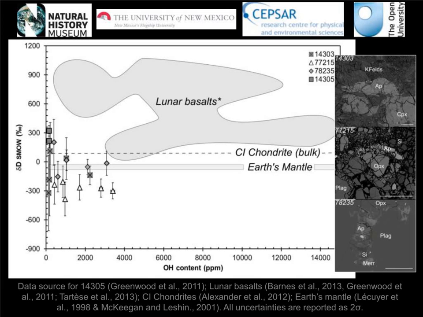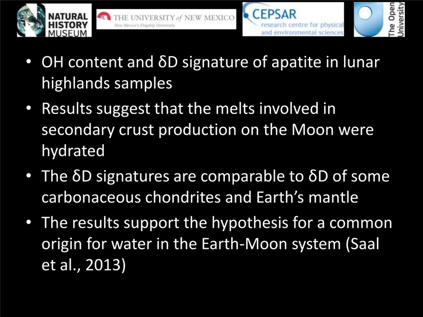The fact that the highlands apatites show such comparable hydrogen isotopic signatures to those of some carbonaceous chondrites and the Earth suggests that there may be a common link between water in the Earth-Moon system. Whether this water was accreted with moon-forming material, essentially derived from the proto-Earth, or whether water was accreted to the Earth-Moon system shortly after moon accretion, remains to be resolved.